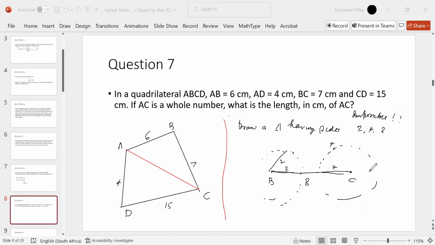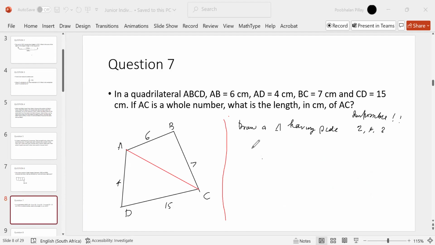And what made it impossible? What made it impossible was that 2 plus 4 cannot be smaller than 8. Because then you can't draw the triangle. The point is 2 units from one and 4 units from the other, and the distance between them is 8. So that's impossible. So that allows us to say something very important, that in any triangle, the sum of 2 sides of the triangle, 2, 4, 8 doesn't work because 2 plus 4 is smaller than 8.